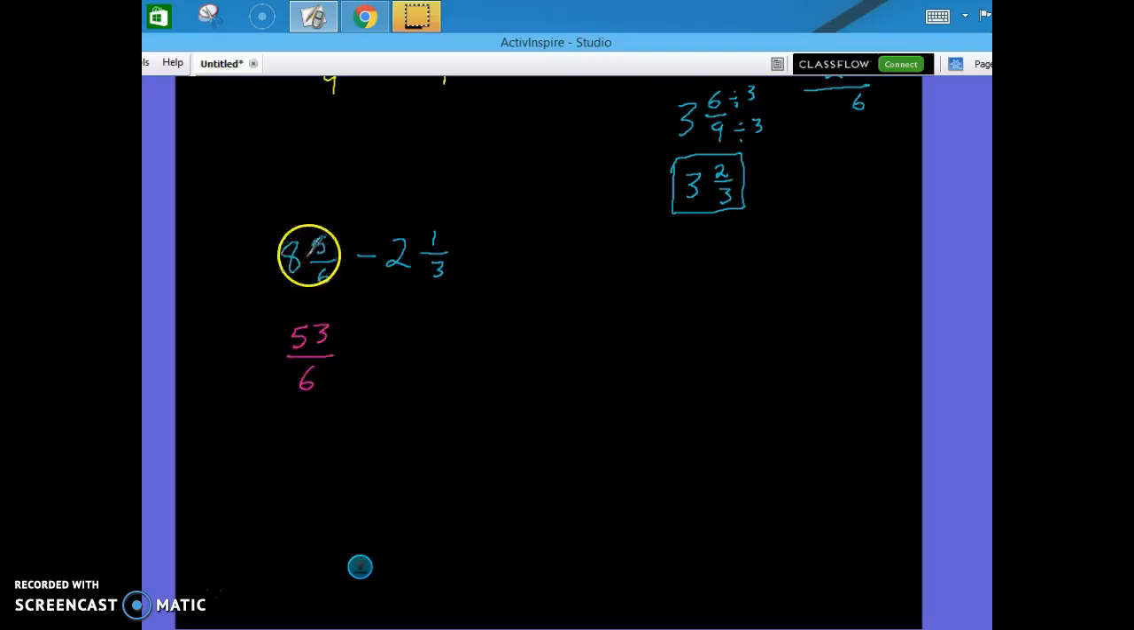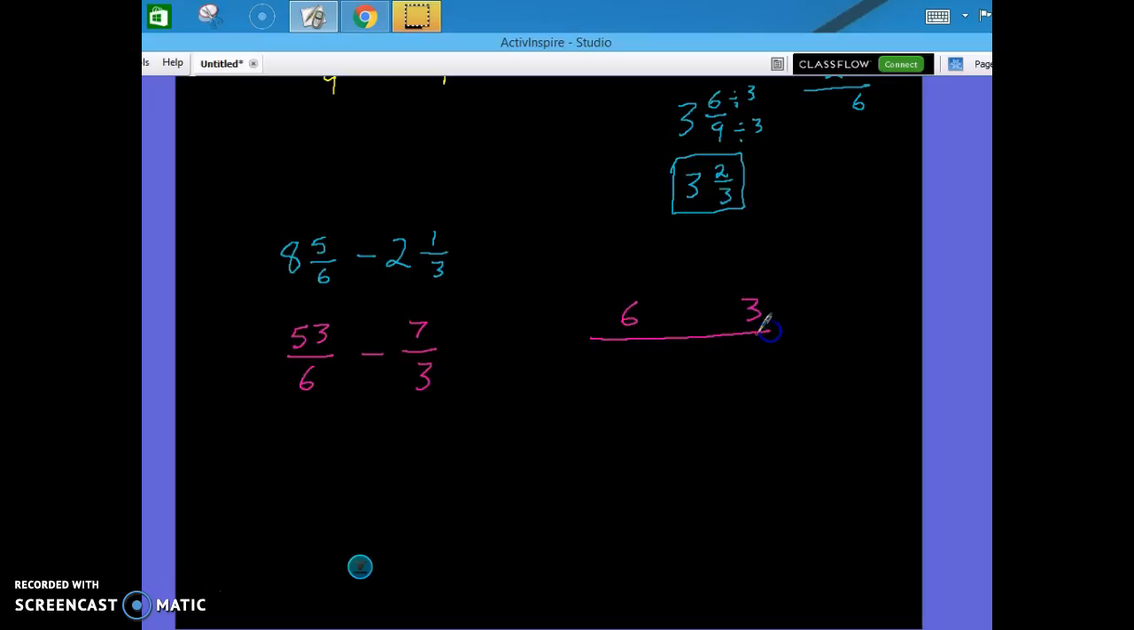So they're equal to each other. This one's just a mixed number. This one's an improper fraction. 2 times 3 is 6, plus 1 is 7. So this becomes 7/3. We've written them as improper fractions, but right now they're unlike fractions. They have different denominators. Our denominators are 6 and 3.